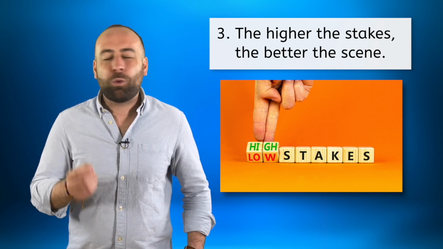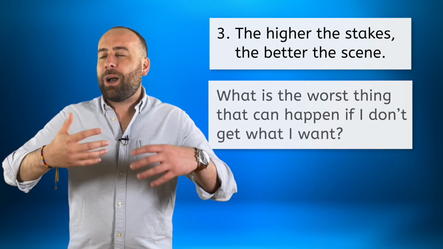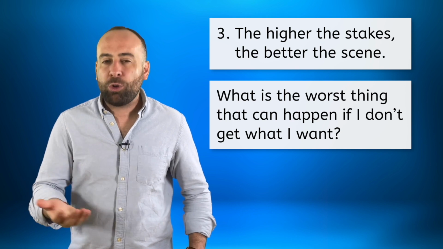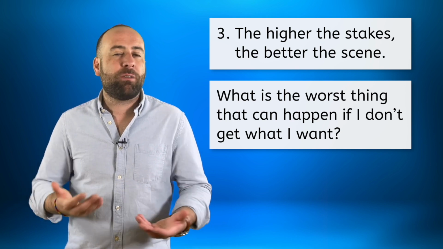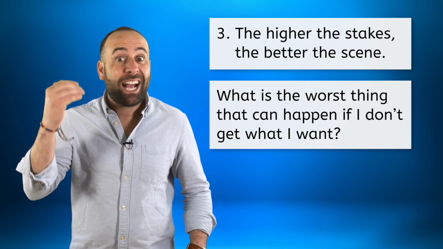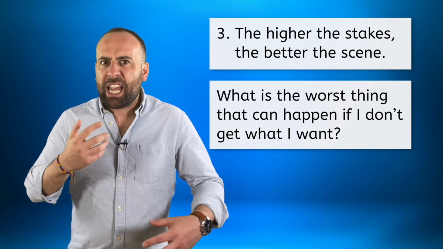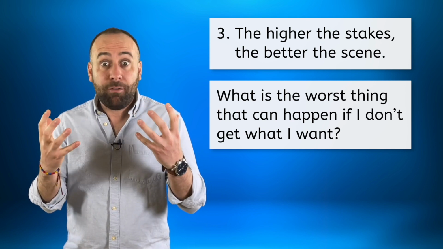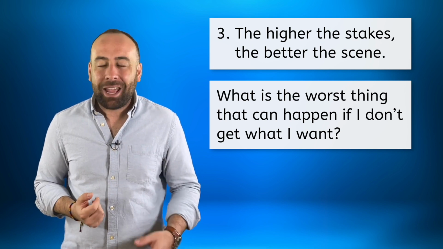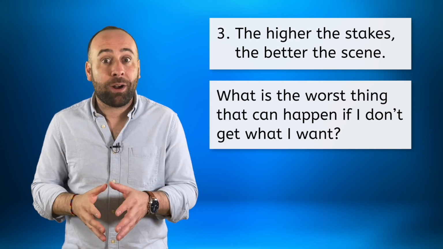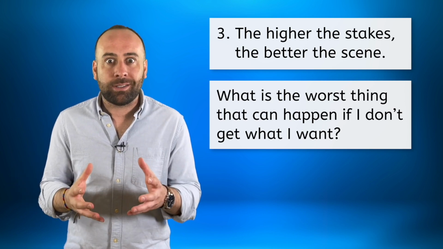Number 3, the higher the stakes, the better the scene. In acting, when we talk about stakes, we're asking, what is the worst thing that can happen if I don't get what I want? There are low stakes like, if we can't recover the stolen chocolate, we'll just settle with ice cream. Or there are high stakes like, if we can't recover the stolen chocolate, the people will revolt and overthrow the government. The higher the stakes, the more interesting the scene. And in improv, catastrophic consequences make for really interesting scenes.